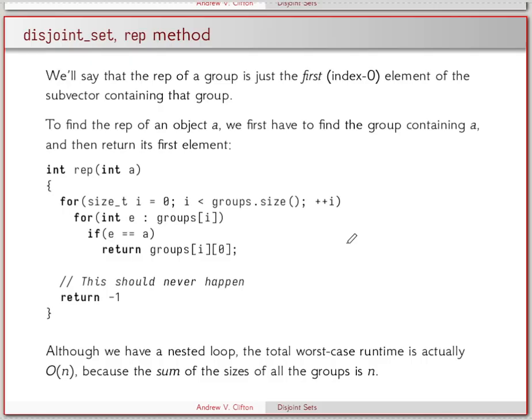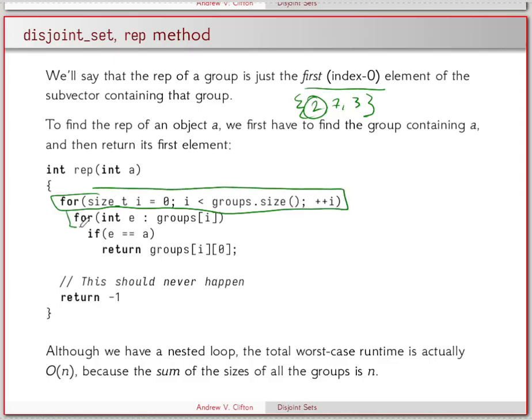Now, finding the rep is a little bit hard here. So we'll say that the rep of a group is just the first element of the vector there, right? So if I have a vector that has 2, 7, and 3, that means 2, 7, and 3 are all in a group, and 2 is the rep for that group here. So to find the rep, we first have to find the group that contains it, and then we can grab the first element of that vector. So I have to loop over all my groups, and then I have to loop over the stuff inside of each group. And then if I find a group that contains A, then the index 0 element of that group is what I want there, like that. This bit down here, that should never happen, right?